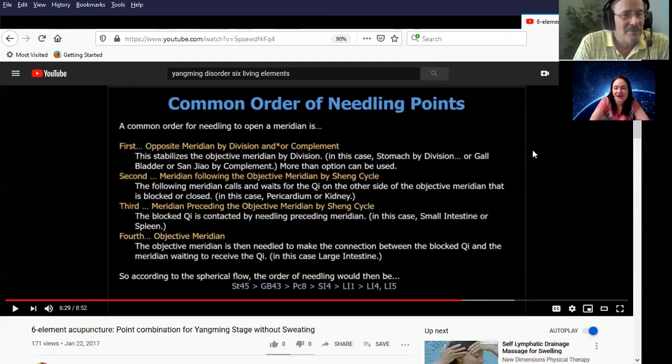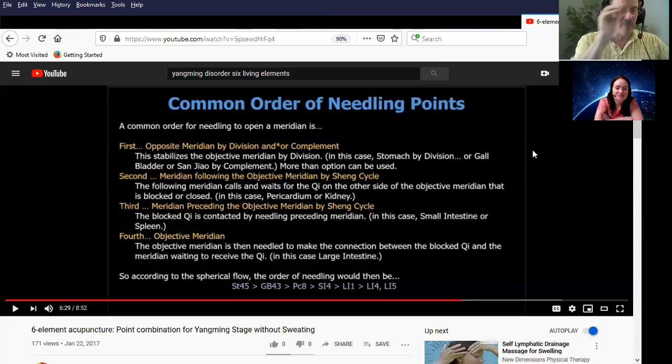First, the big questions for the acupuncturists. Yeah, this is the big question. And the spherical meridian system will take point combinations and tell you exactly how to needle them. Wow. That's another big advantage of the spherical meridian pattern. So first, the opposite meridian by division and or complement, that is needled first to create a point of balance to everything you want to do.